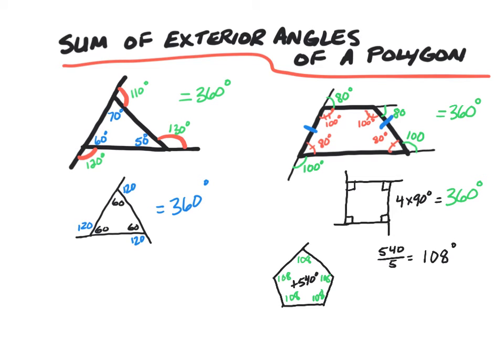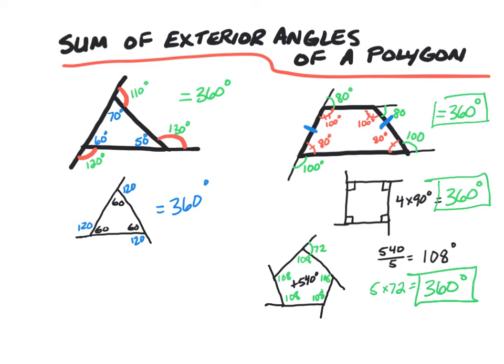So then if I draw an exterior angle here, that'd be 180 minus 108, which is 72. So that means every one of these exterior angles, no matter how I drew it, would have to be 72 degrees. So there'd be 5 times 72 degrees, 360 degrees. So yes, the sum of all exterior angles are always 360 degrees. Kind of weird.